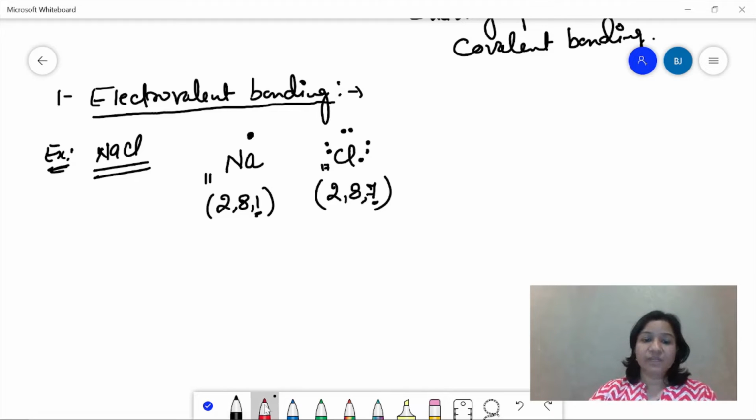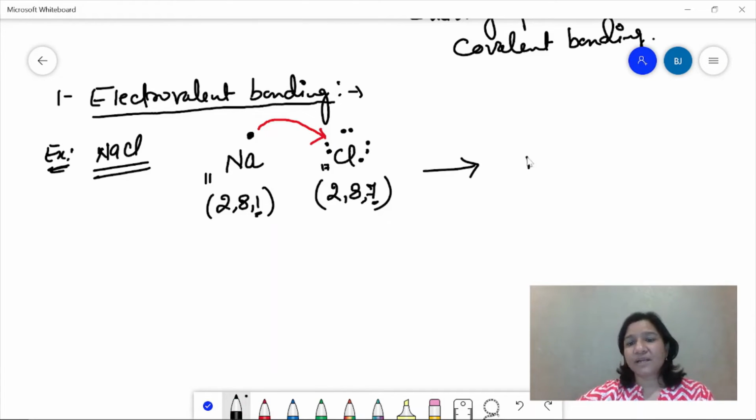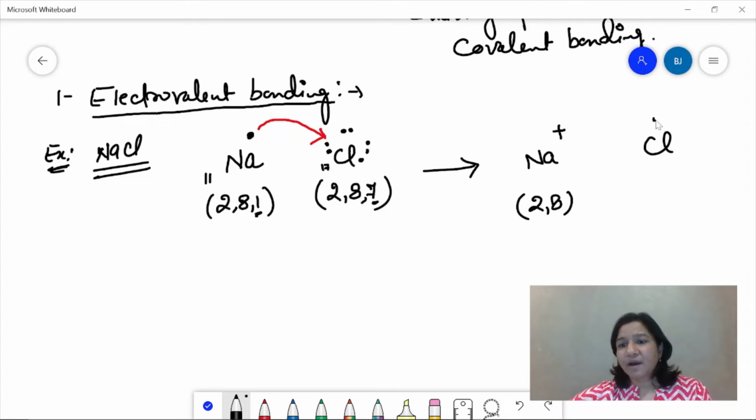So now we'll show you the transfer. How will you show the Lewis dot structure for the formation of sodium chloride? From Na, one electron will be transferred to the chlorine atom, right? When one electron is transferred to chlorine, how will you write it now? Na will change into Na+, that is 2, 8, stable, and chlorine will now have 2, 4, 6, and this electron is the 8th electron which came from the sodium atom. Now it will also become 2, 8, 8.